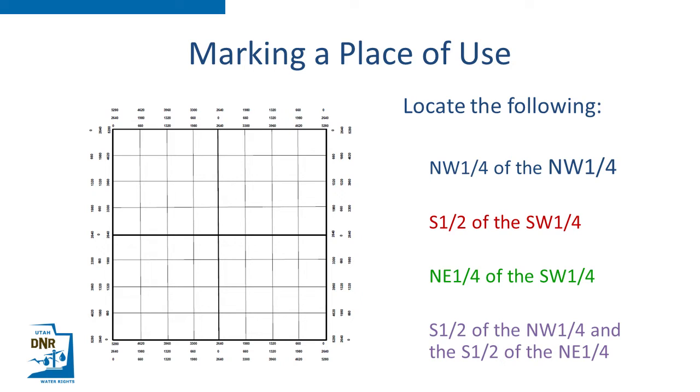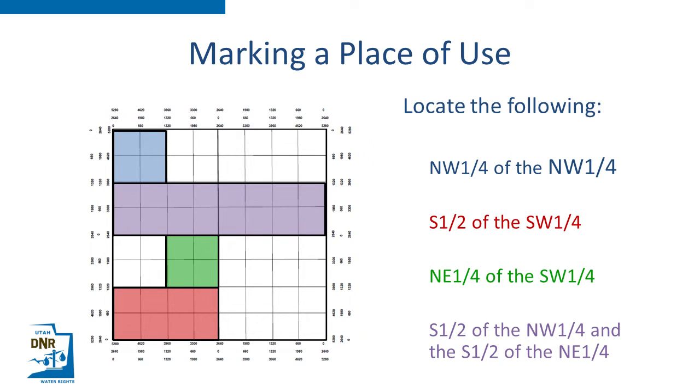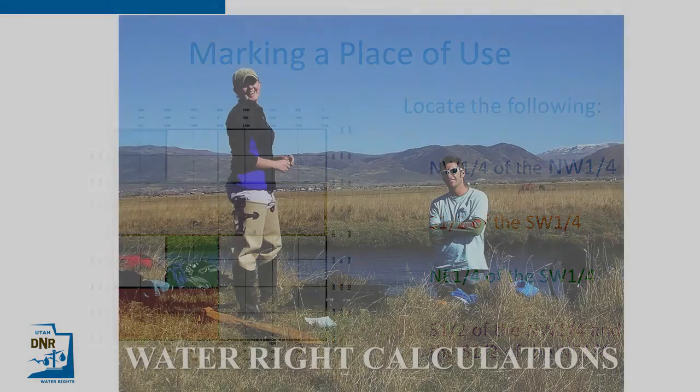of the northwest quarter. If someone is using a larger area, though, we can also divide one of the quarters of a section into halves. Here we will mark the south half of the southwest quarter. Another practice place of use is to mark the northeast quarter of the southwest quarter. And last, let's mark the south half of the northeast and the south half of the northwest. In marking the place of use this way, you are not needing to list all the quarter sections. You can list them by half quarter sections.